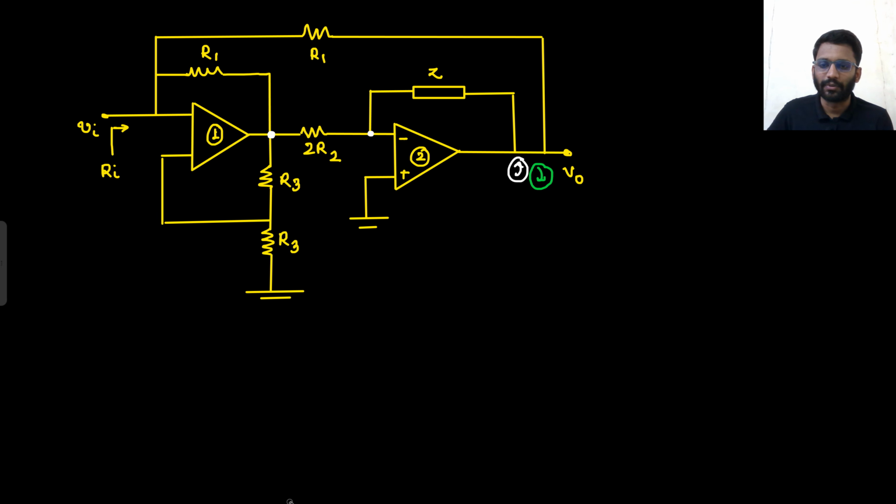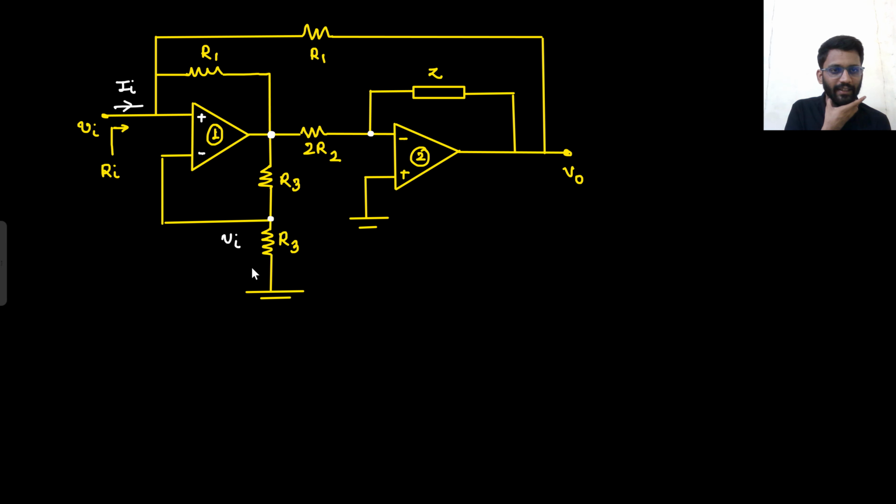B is negative and A is positive. A is positive and B is negative. You need to find the R in potential. If this node is V in, this node will also be V in. If this node is V in, what will be the potential of this node?